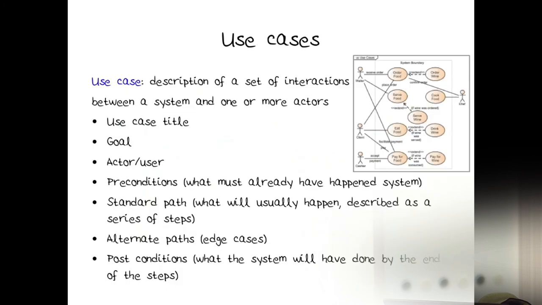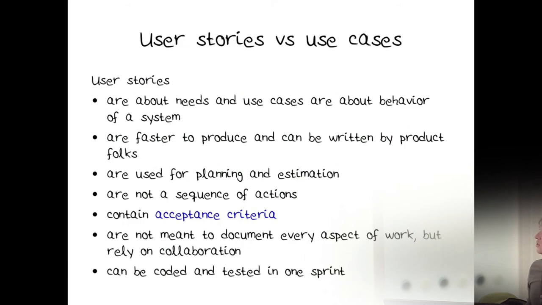Use cases are something entirely different. A use case describes the interaction between a system and agents of that system, or actors on that system. So it has a goal, a user, preconditions, a standard path, alternative paths, edge cases, and then post conditions. Now, if we compare those two, user stories are about needs, and use cases are about behavior of a system.